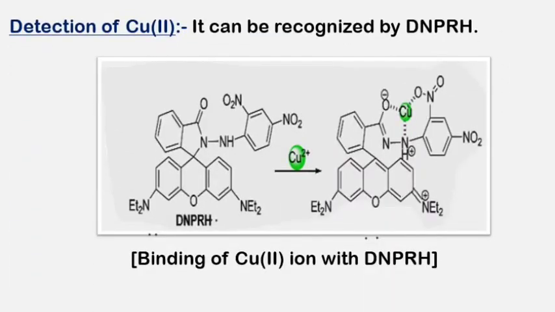Next is the detection of Cu2+ ion. For the detection of Cu2+ ion, a rhodamine-based chemosensor is used, that is dinitrophenyl rhodamine. This is the structure of dinitrophenyl rhodamine, and this is the binding site where the Cu2+ ion gets attached like this, and due to the attachment of the Cu2+ ion, the opening of the spirolactam ring takes place, and hence the compound shows color.